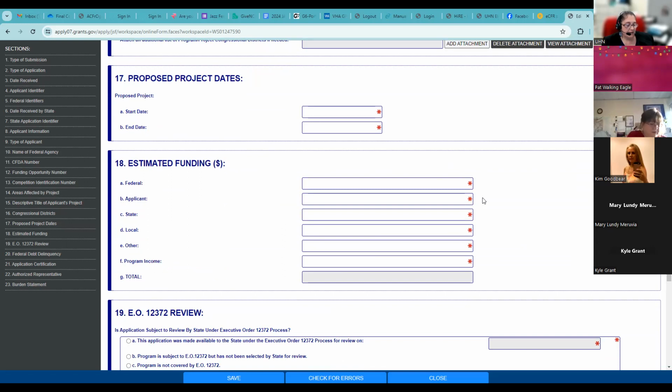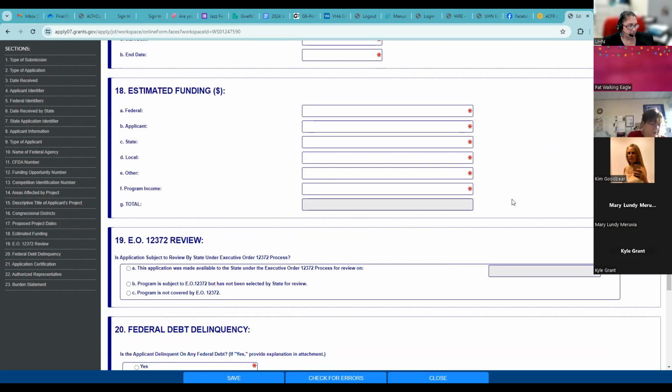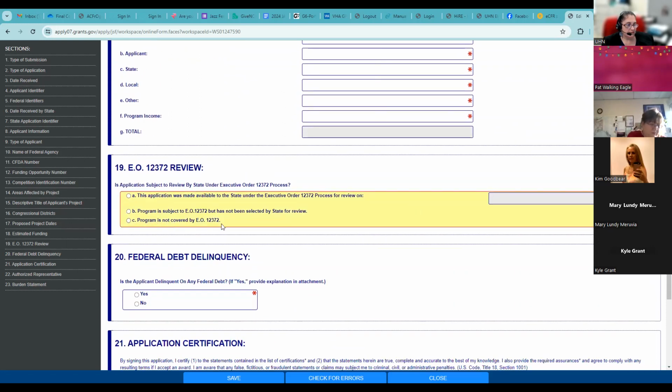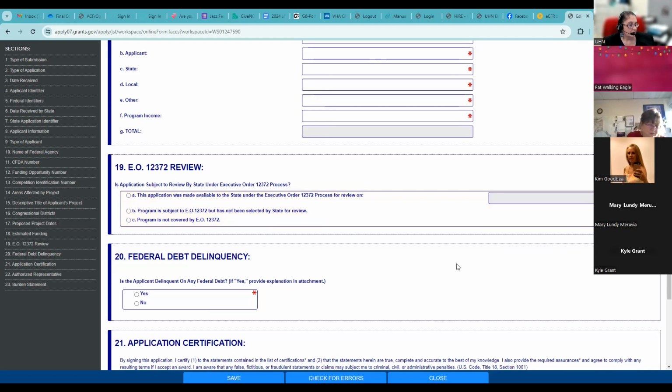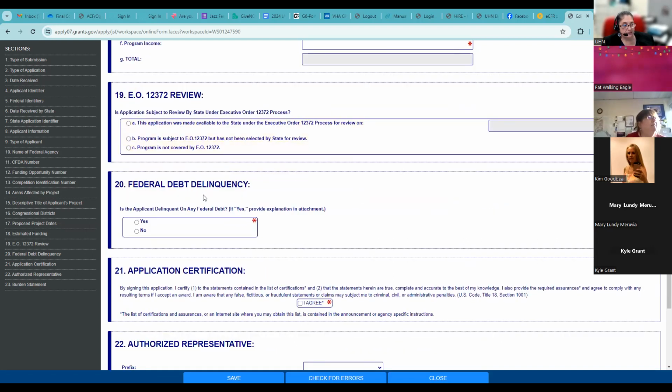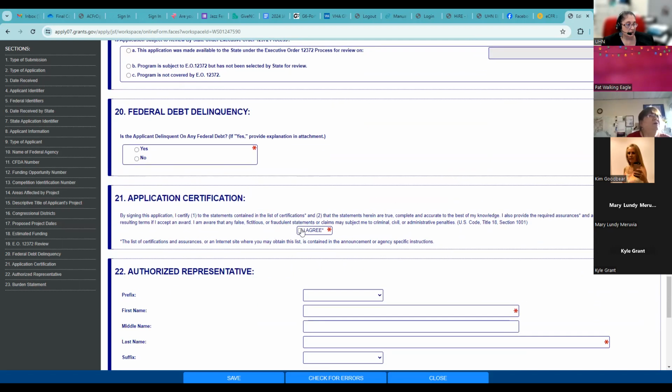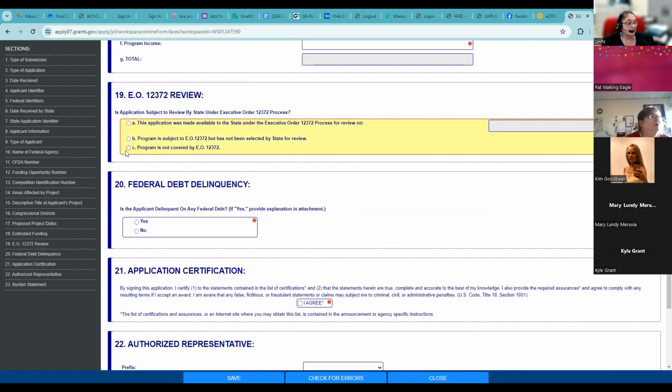Not indirect. You're matching. And then the program is not covered by EO 12372, so you're not subject to review. Is your organization federally debt delinquent? Those are things your financial office should be able to answer. So I'm hoping everybody says no. What was the answer for 19? 19, it's C, this program is not covered by Executive Order 12372. Thank you.